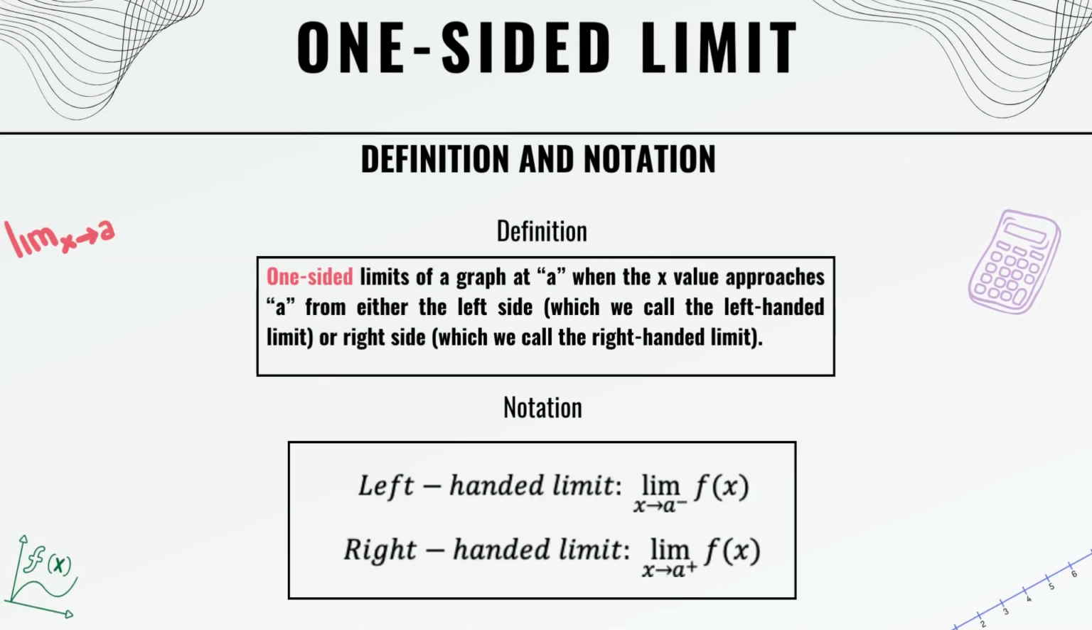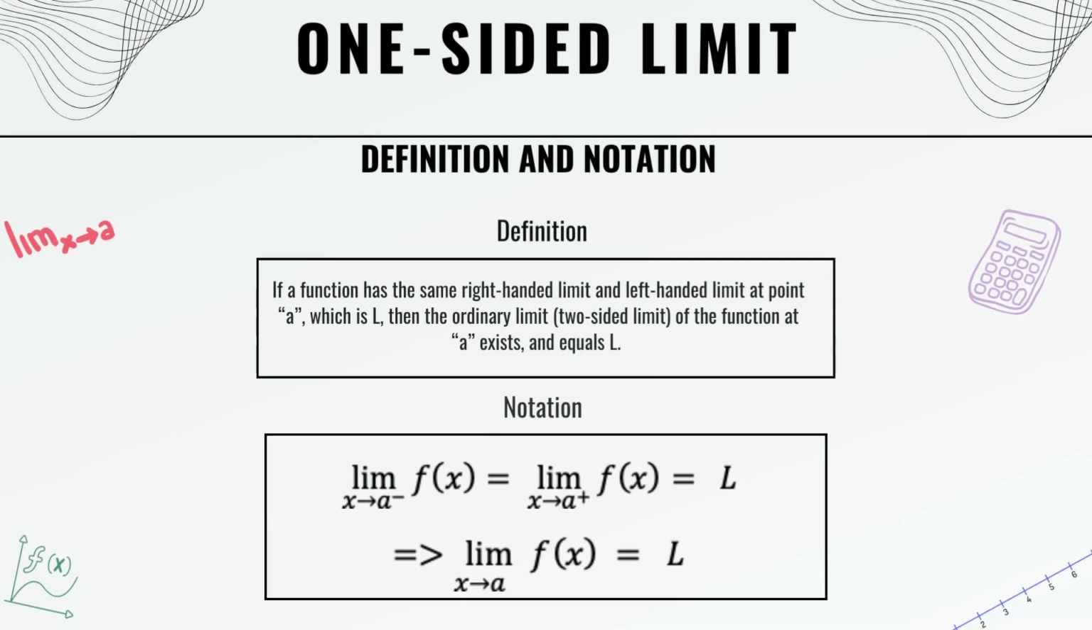Here are our notations of our one-sided limits. The sign on the right of a indicates which direction our x value approaches from. Right is plus and left is minus. If a function has the same right-handed limit and left-handed limit at point a, which is L, then the ordinary limit, aka two-sided limit, of the function at a does exist and equals L.